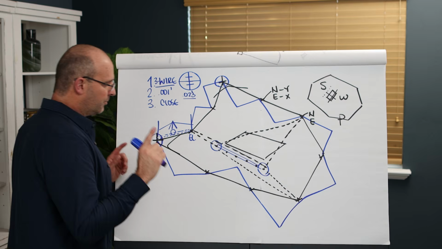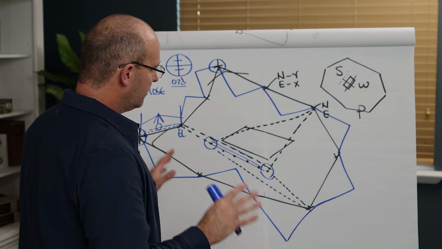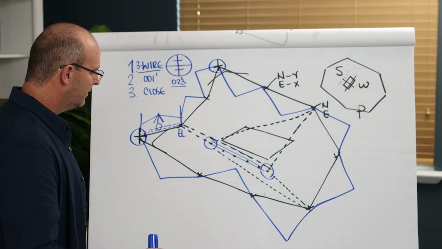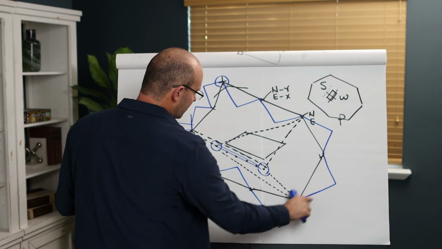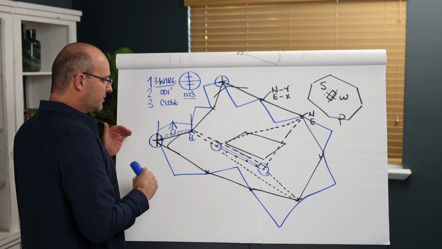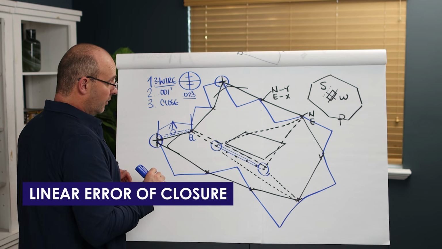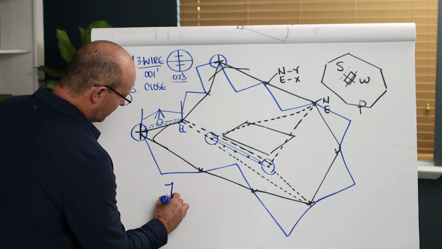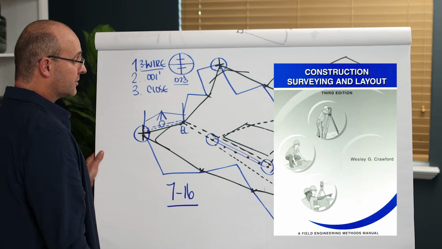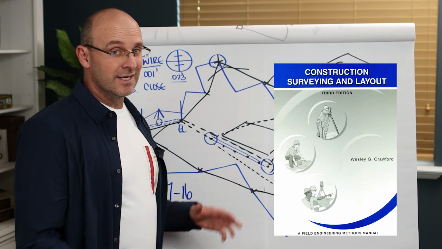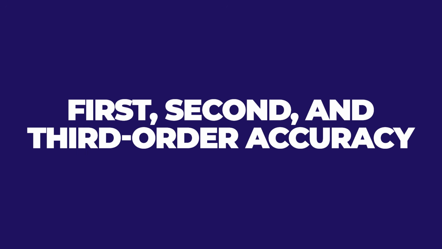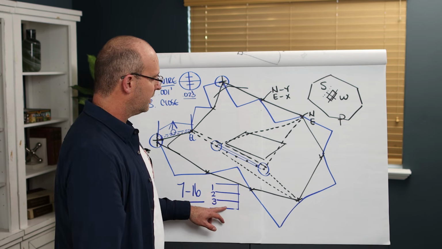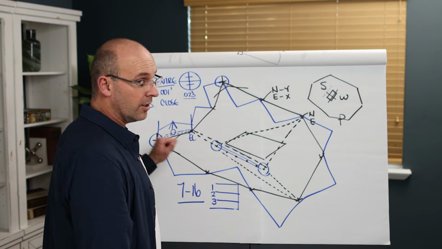Now what happens when you put this into an Excel sheet and you actually look at your linear error of closure and it's within the tolerance, you can then adjust the elevations ever so slightly around this thing to match and to close that linear error of closure, or that vertical error of closure, what you could also call it, as long as you're within the tolerance. Now, in the third version of the book, Construction Surveying and Layout, on page 716, I just had that memorized over the years. There's first, second, and third order accuracy depending on your acreage that will give you a little mathematical calculation to tell you how far you can be off when you close.